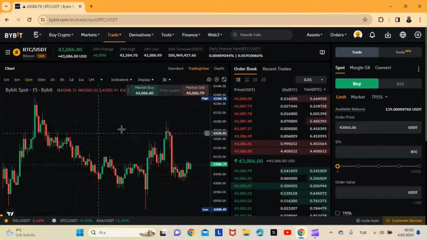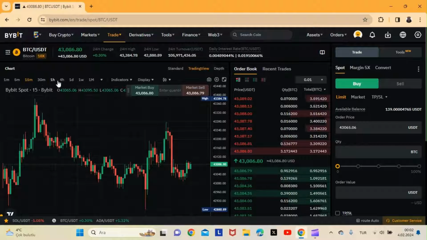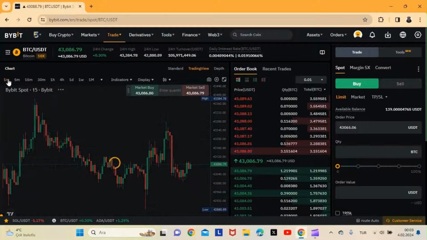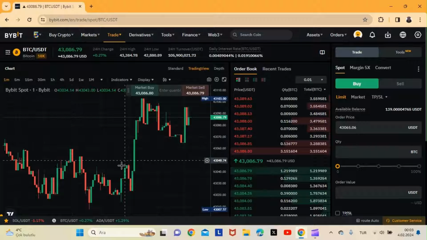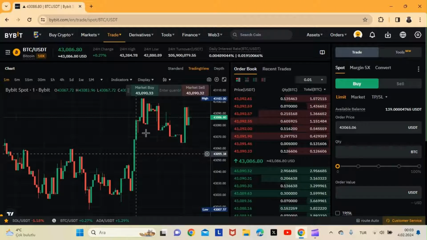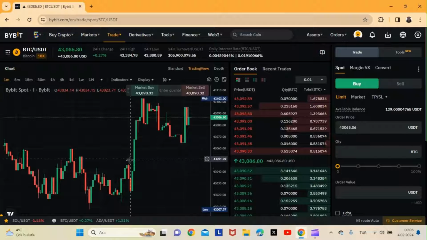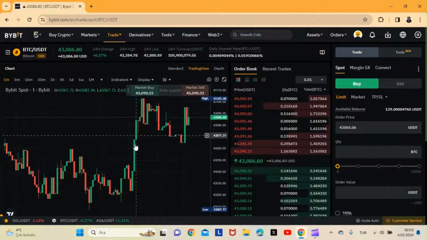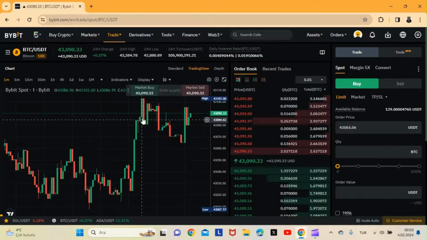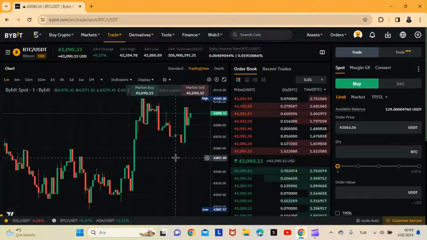Now, as you can see, this is the chart. You have different time frames here: the 1 minute, the 5 minutes, the 15 minutes, the 30 minutes, 1 hour, 4 hour, 1 day, and all. If I go to the 1 minute, each candle you are seeing here represents 1 minute to form. The green candle means the price is going up, the buyers are in control, and the red candle means the sellers are in control, the price is going down.